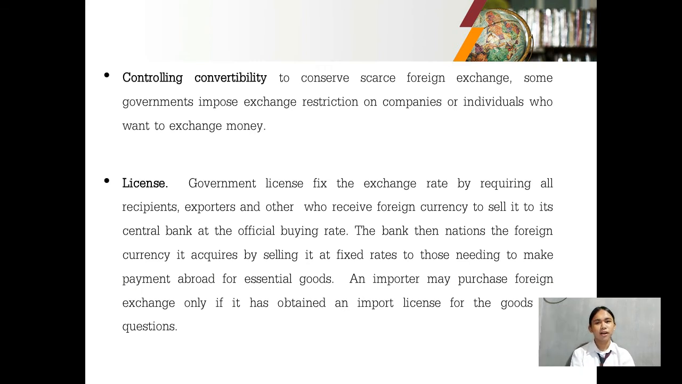In licensing, the government sets the exchange rate by forcing all foreign currency recipients, exporters, and those who obtain foreign currency to sell it at the official purchase rate to their central bank. The bank then sells the foreign currency it acquires at a fixed rate to those who need to pay for essential goods overseas. An importer can only buy foreign exchange if he has obtained an import license for the product at issue.